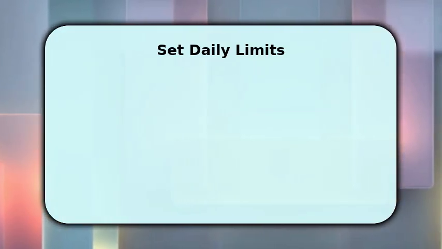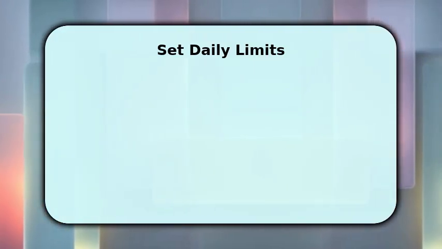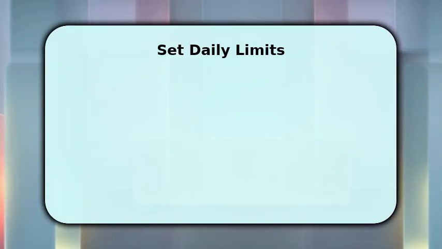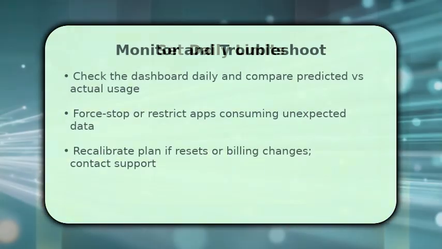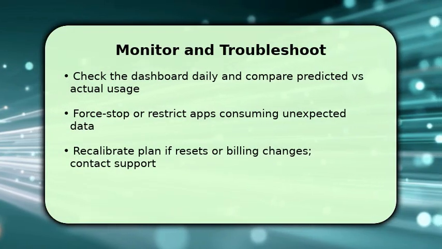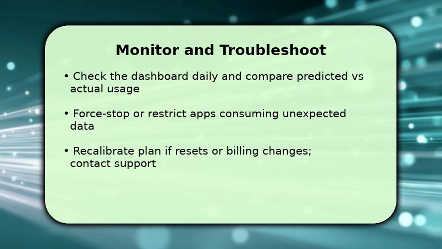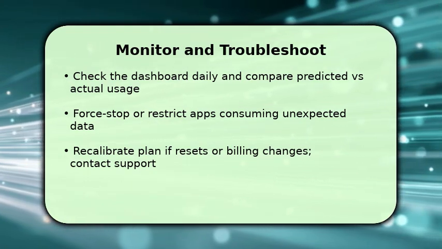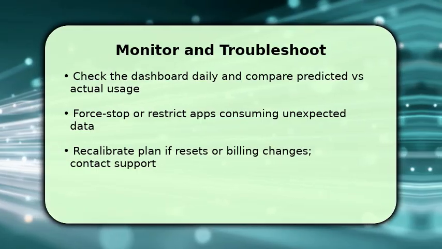Because predictive models vary, review the suggested daily amount and adjust if you know a travel day or streaming evening is coming. You finish by monitoring the dashboard each morning to confirm predicted usage matches actual consumption. Small corrections compound into accurate forecasting.